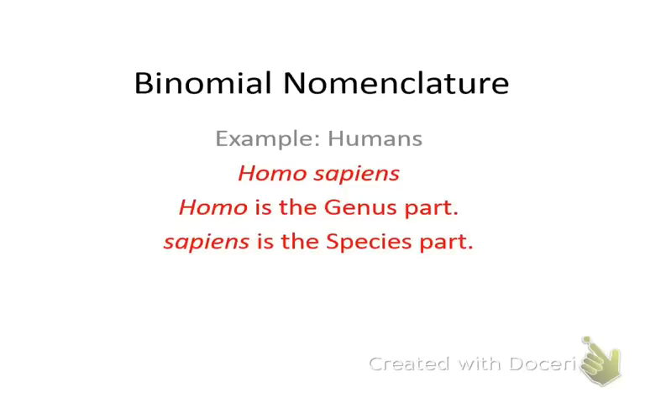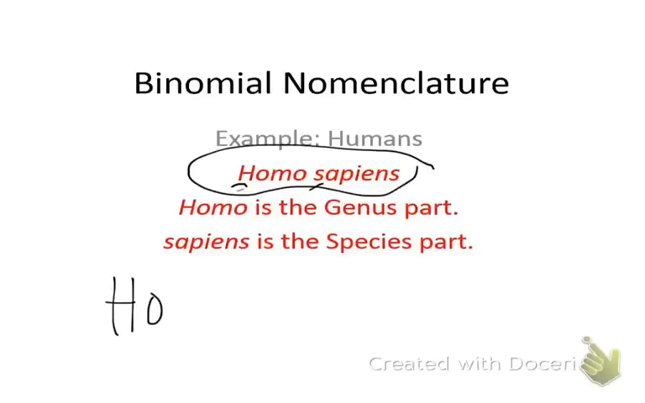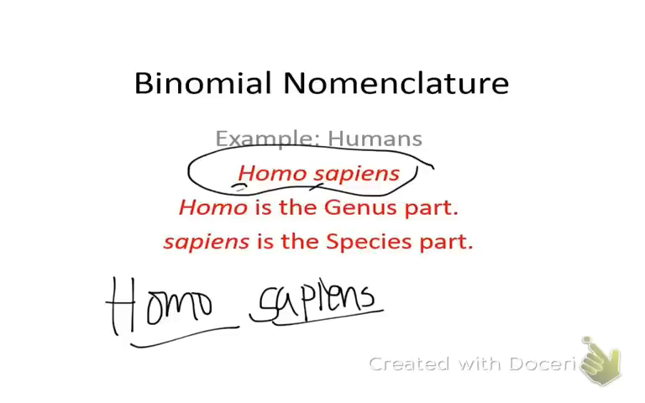Okay, so if you look at this picture here, that's just showing you. The correct way to write it is to capitalize one letter, lowercase the other, and then italicize or underline it all. So if you were writing this, the correct way to write it would be to underline it.